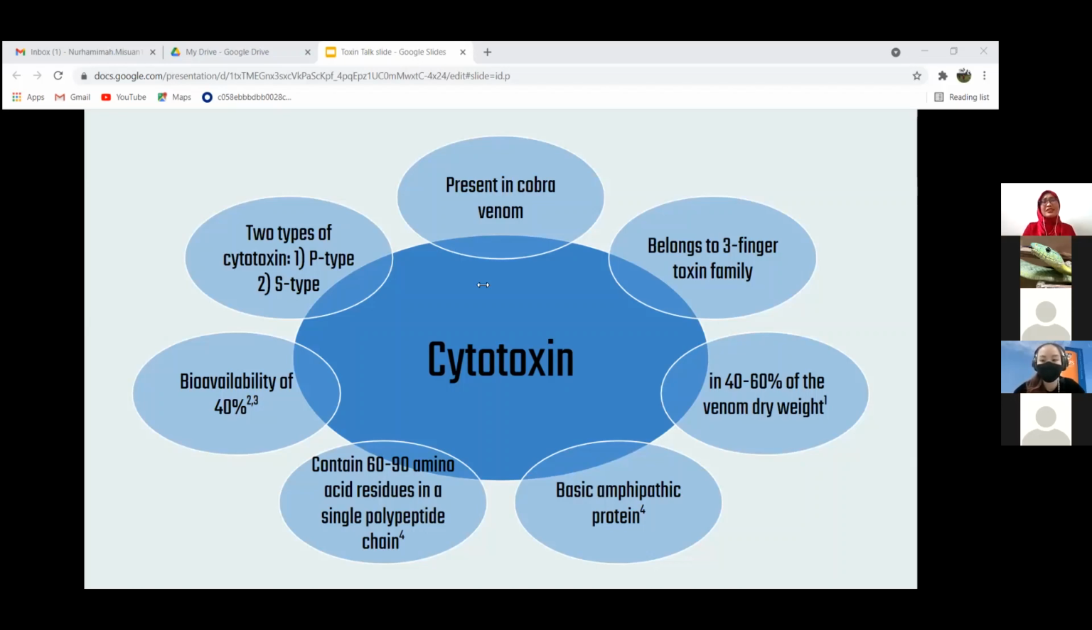It is interesting to note that the intramuscular bioavailability of cytotoxin is only 40%, which indicates that it has higher binding affinity towards the site of administration. And lastly, there are two types of cytotoxin, which are P-type and S-type. P-type is more cytotoxic compared to the S-type. To continue, the exact mechanism of cytotoxicity of cytotoxin remains inconclusive due to a few conflicting hypotheses.